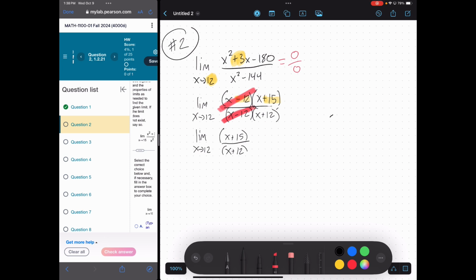Do I have a discontinuity at 12 now? No, I've eliminated it. So now what can I do? Plug in. Just plug in 12 for x. And I get 27 over 24, which is what? 9/8? Very nice. Questions about this one?